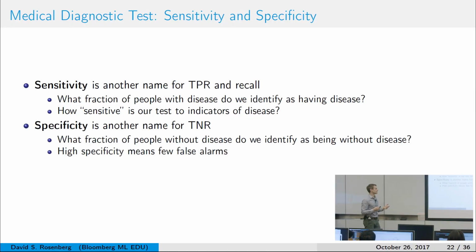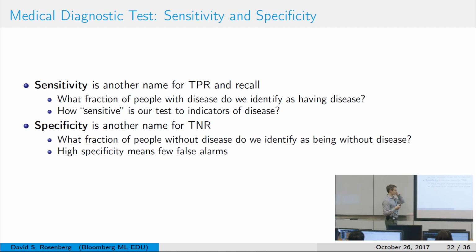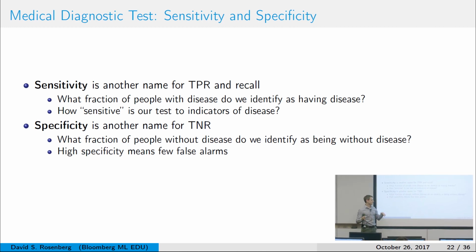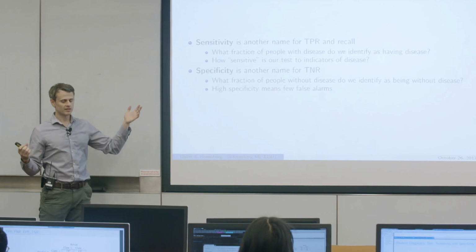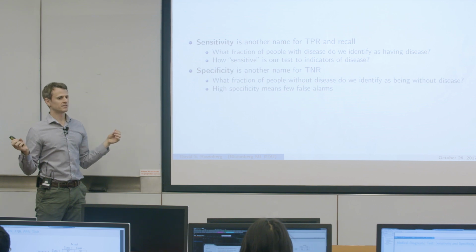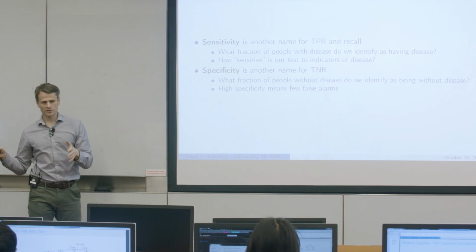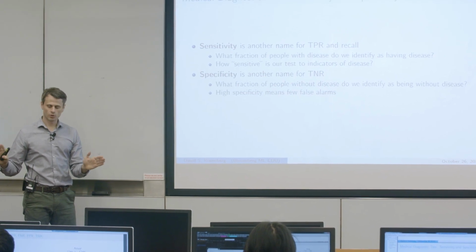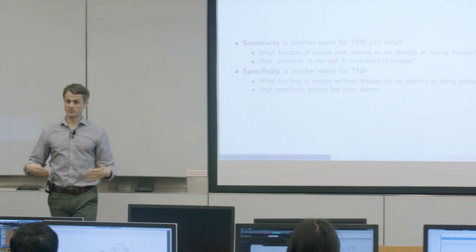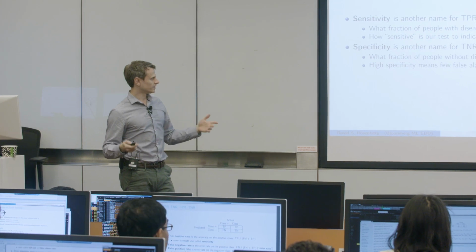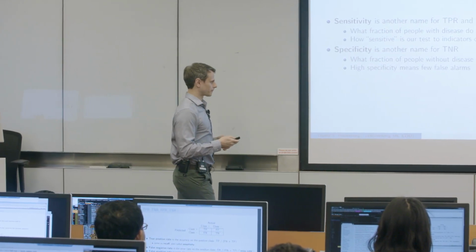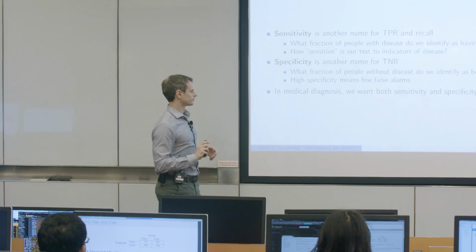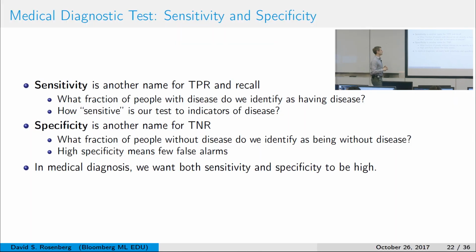And the other side of that is specificity. So this is what fraction of people without the disease do we identify as not having the disease. So this is about false alarms. So someone gets a test, and if specificity is 90%, that means that 90% of people who don't have the disease will be told you did not test positive, which is good. So the flip side is false alarm. All right. So of course you want them both to be high.